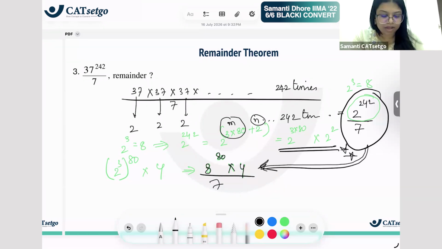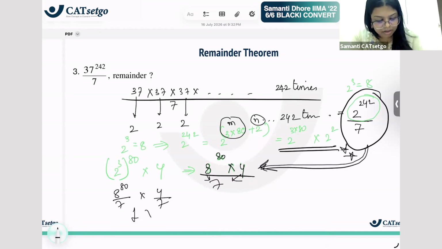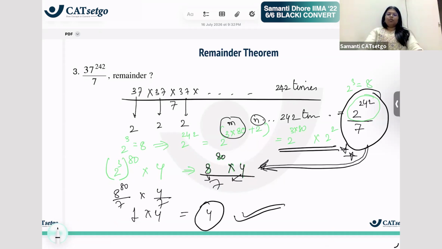So now I'm going to divide this thing by 7 and this thing by 7. I know 8 raised to 80 divided by 7, again 1 1 1 1 1, the answer will be 1, and 4 divided by 7 gives remainder 4 only, so my final answer is 4. Do we get this approach? So this is how it is solved.